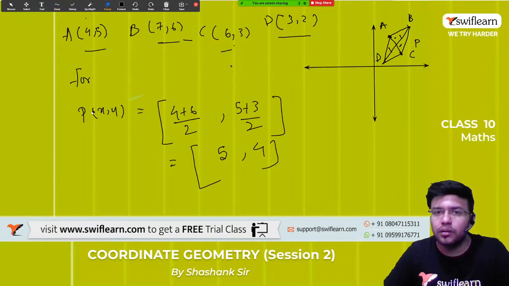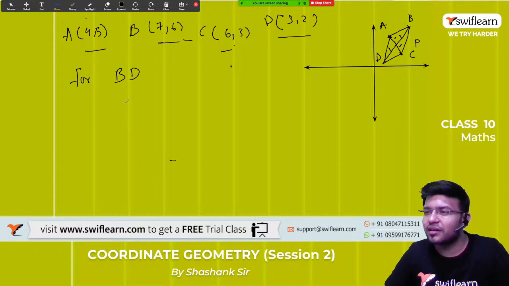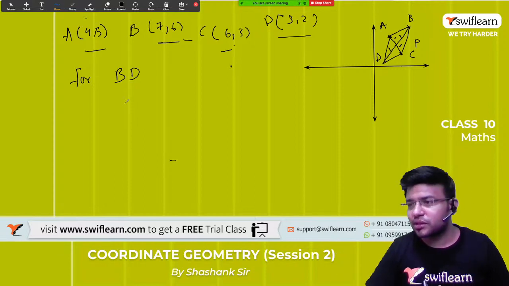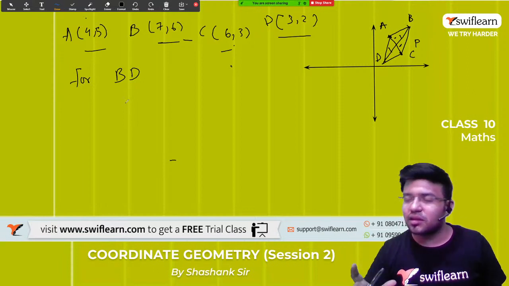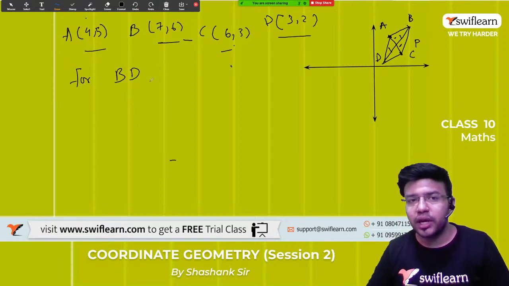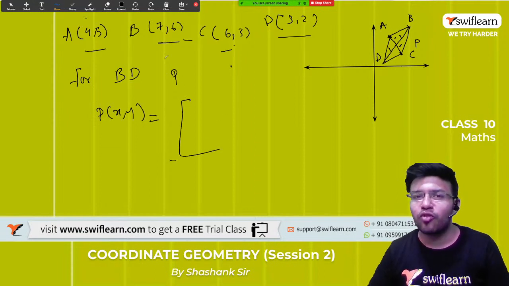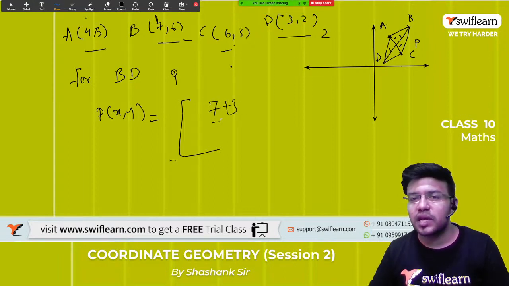For segment BD, the coordinates of point P are given by... What is the difference between a line and a segment? If you take a point and extend it in both directions infinitely, you get a line. If you extend it only for a certain region, you get a segment. So for BD, the point P is given by (x, y). Same, use the midpoint formula. This time this is x1, this is x2. So (7 + 3)/2, (6 + 2)/2.